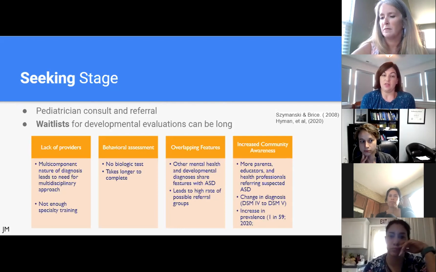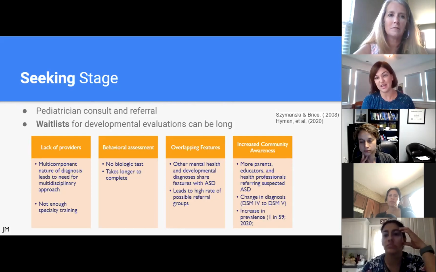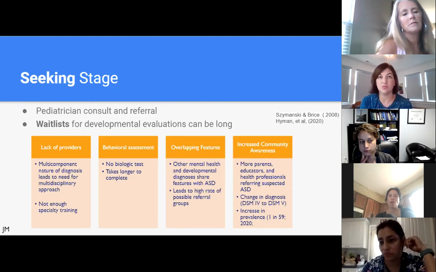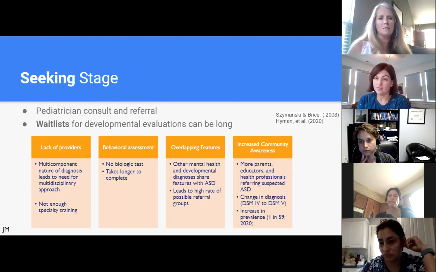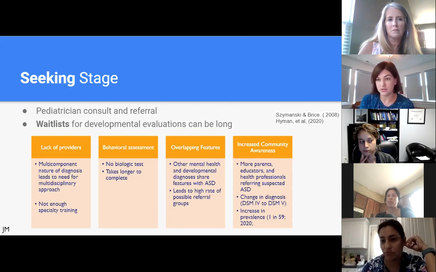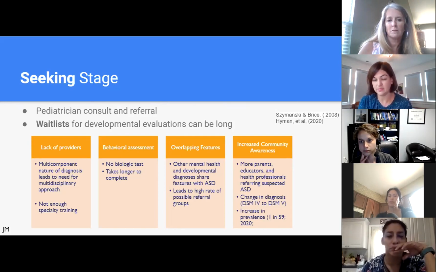And I think it's a great thing that we've had increased community awareness. I mean, we have all of you here with us today. People are aware of the need to make these referrals because they're starting to recognize the value of early intervention and of getting a diagnosis to provide more services to a child.